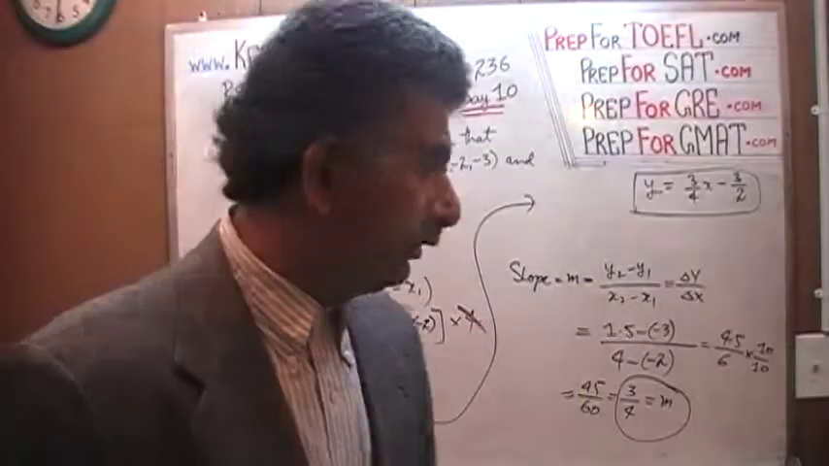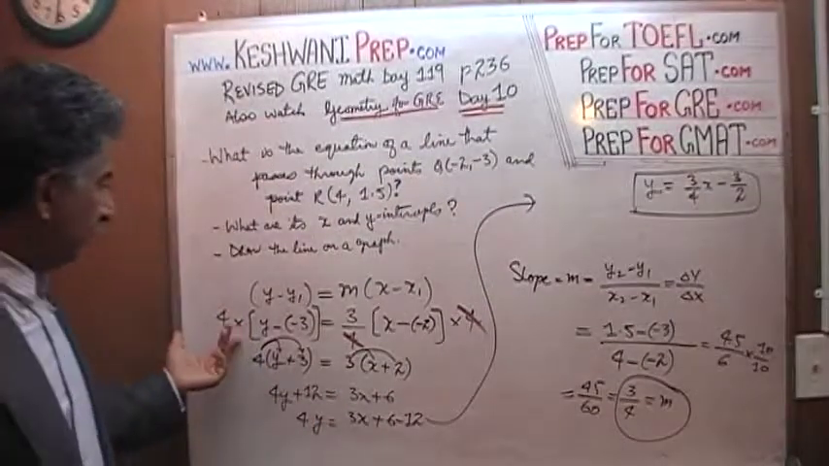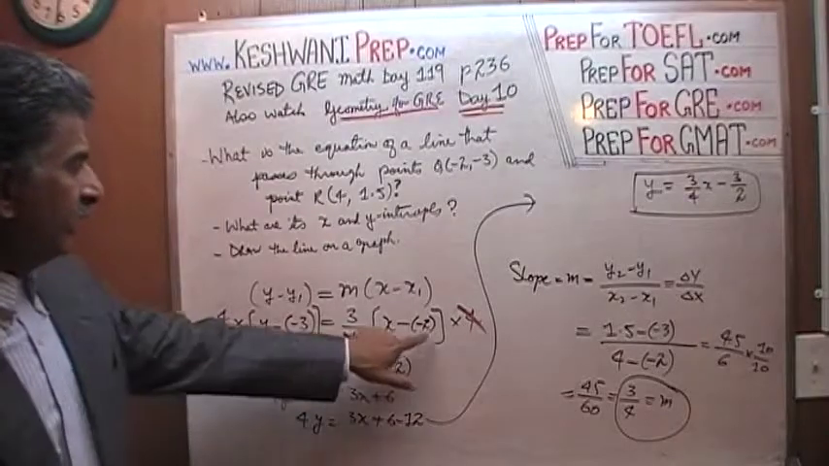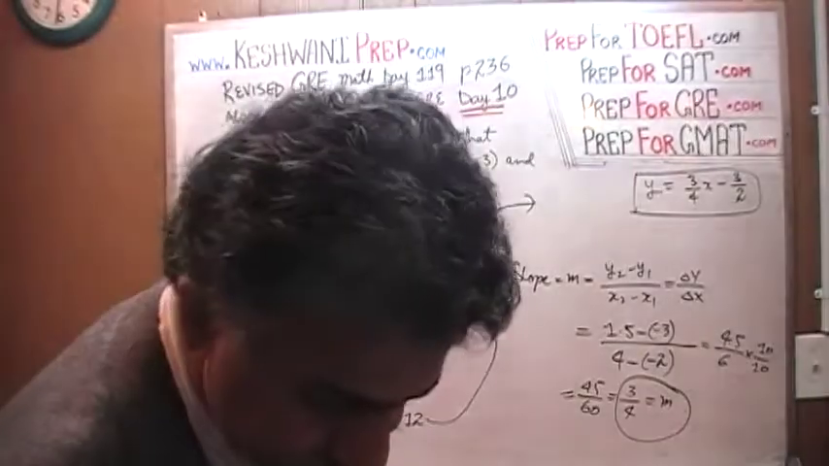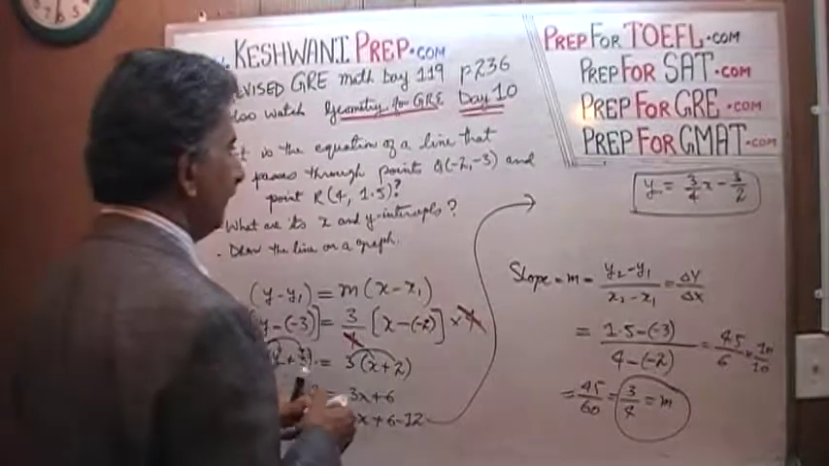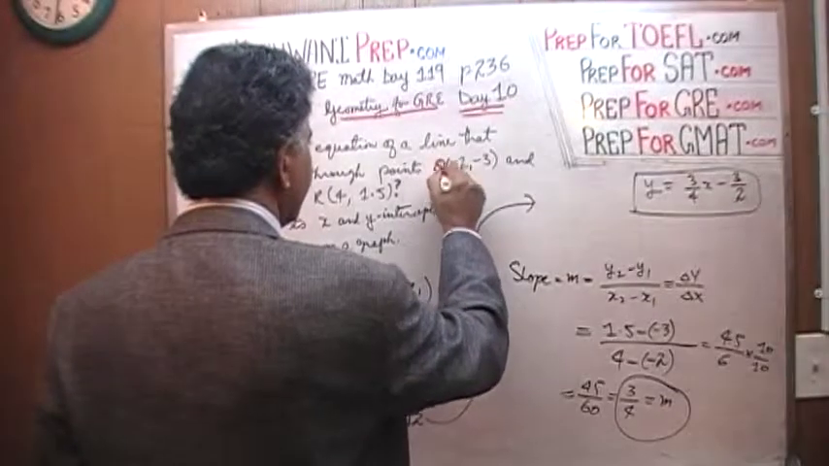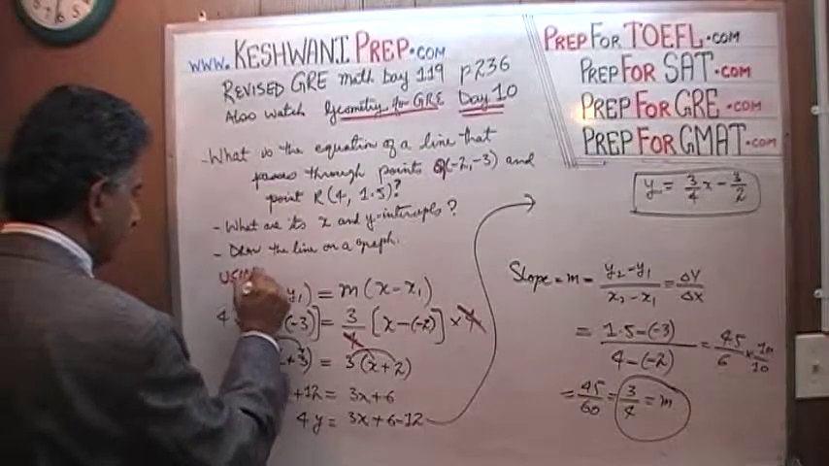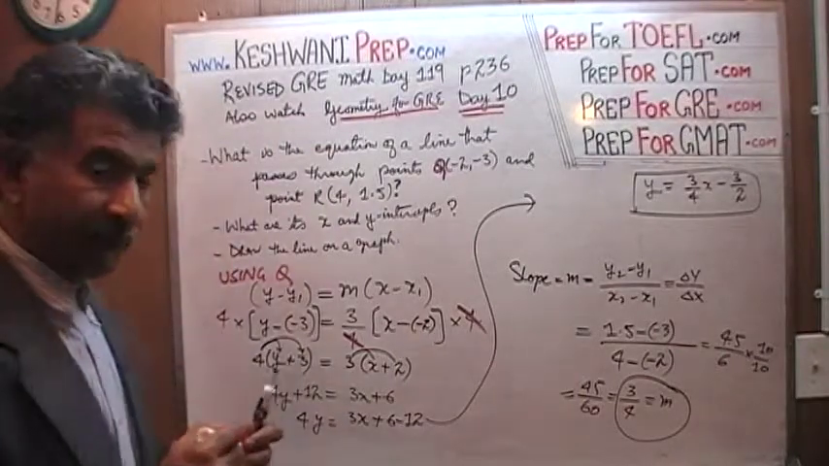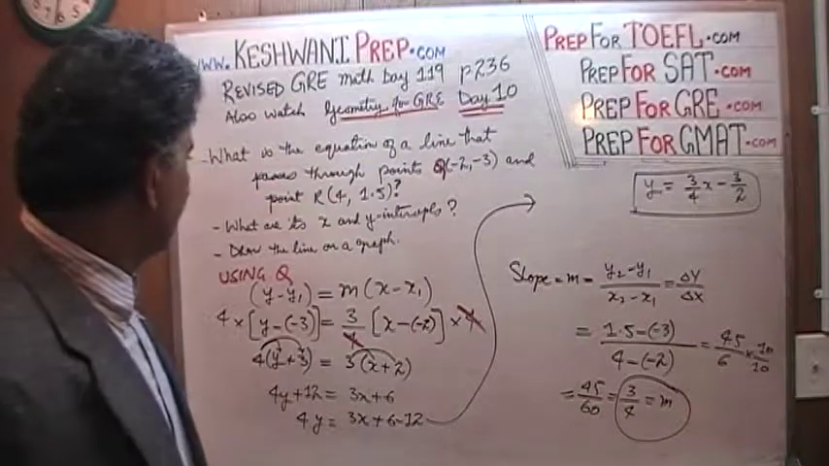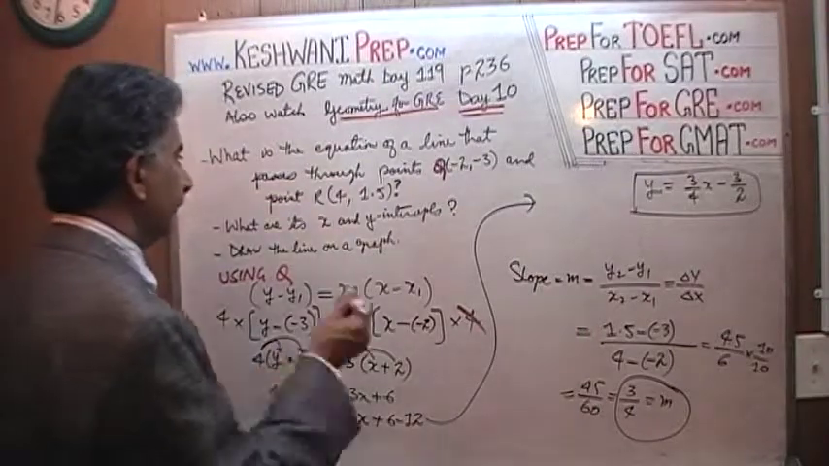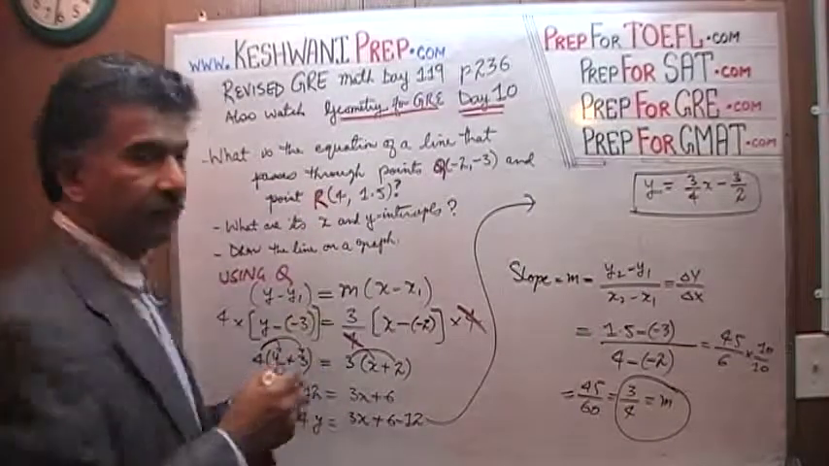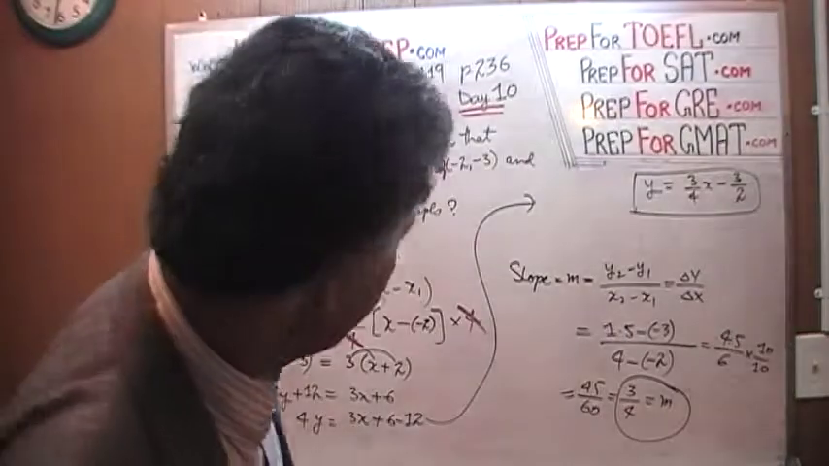Now before I go into intercept, what would have happened if instead of using negative 3 and negative 2, instead of using this one, see, we use Q here. This part right here is using Q. What would have happened if we had used point R instead of Q? I'm curious. What would have happened? Let's find out, shall we?